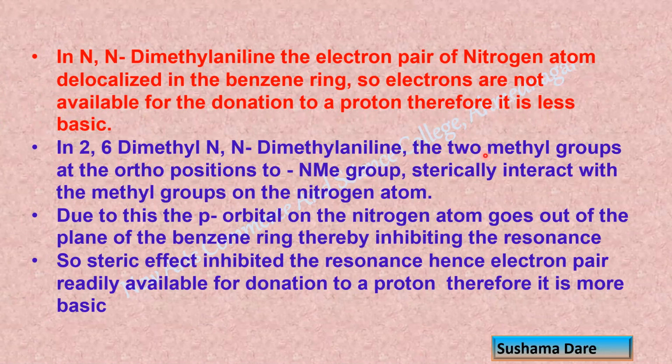In 2,6-dimethyl N,N-dimethyl aniline, the two methyl groups at the ortho positions to the NMe2 group sterically interact with the methyl groups of the nitrogen atom. Due to this, the p orbital of the nitrogen atom goes out of the plane of the benzene ring, thereby inhibiting the resonance. So the steric effect inhibited the resonance. Hence, the electron pair is readily available for donation to a proton. Therefore, it is more basic.